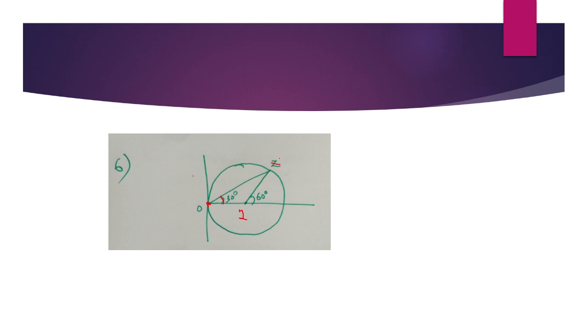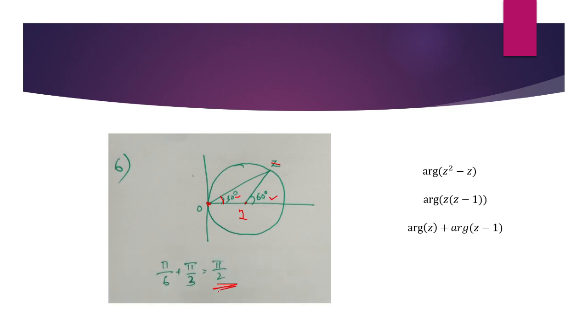Then what would z minus 1 be? It would be a line through the center of the circle. If this is 30, this is 60 by the double angle theorem, that if a chord makes an angle at the perimeter, it makes double the angle at the center. That's the basic formula from 10th class. We have been asked the argument of z squared minus z. I can write it as argument of z into z minus 1, which is argument of z plus argument of z minus 1. Argument of z is nothing but 30, and argument of z minus 1 is nothing but 60. So 30 plus 60 is bingo, 90.